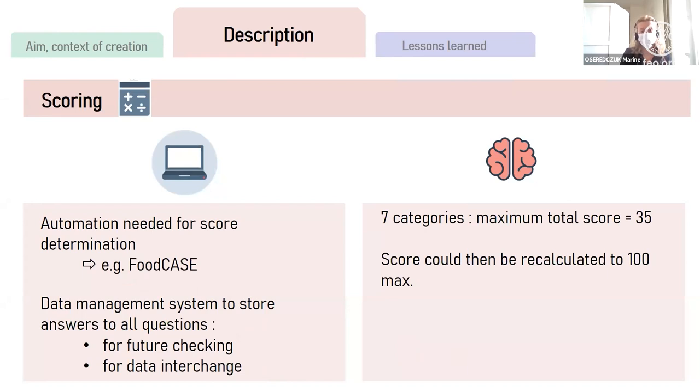Once you have a score per category, you can determine the total score for the data that was assessed simply by summing the 7 scores per category. The value obtained is the quality index. It ranges from 7 to 35, it then can be recalculated to a maximum of 100 to be more easy to handle.